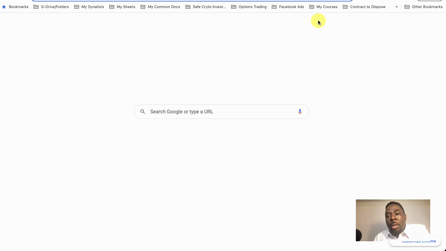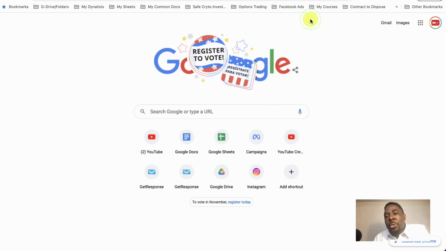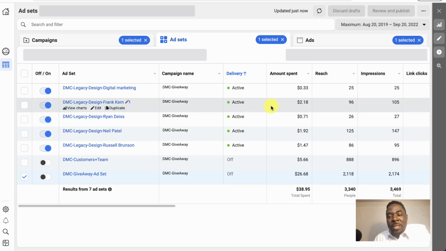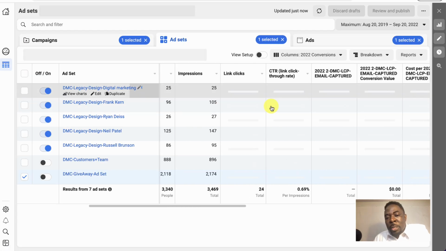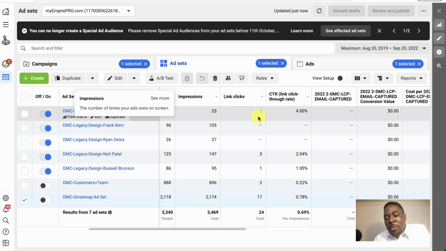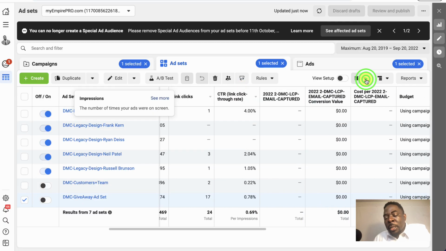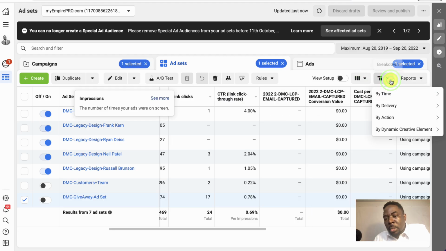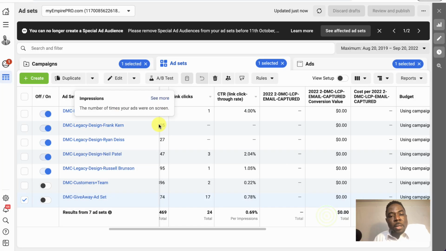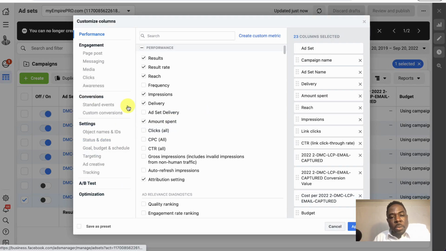Now if I go here into Facebook ads, you're going to see this everywhere you turn. What do we see? We'll see impressions, and then we'll see link clicks. If I click customize columns, you see some other metrics that we like to measure.